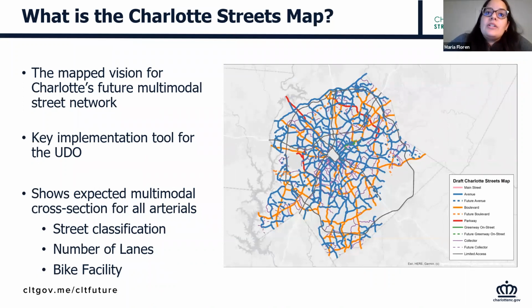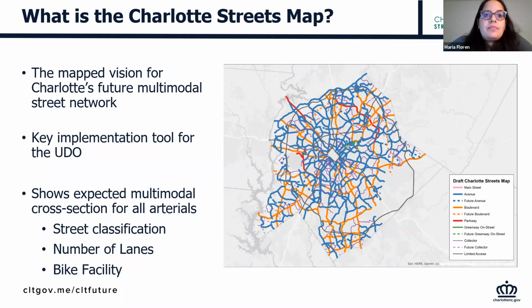So now that we looked at what a street is, let's take a closer look at what the streets map is. It's the mapped vision for our multimodal street network, and it's based on council adopted policies that have been developed and refined over the last several years. It shows the recommended cross-section for all of Charlotte's arterial streets and will support the UDO to help ensure that we're providing for multimodal streets as we grow and develop.